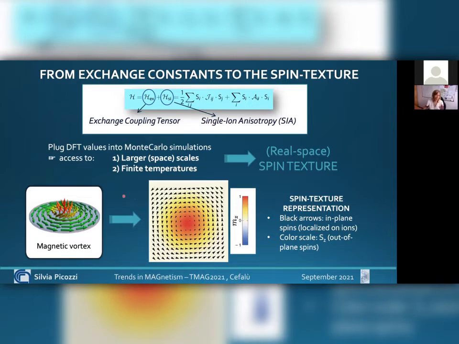Also, let me mention the notation that I will follow in the remaining slides. Suppose I have a magnetic vortex, then I plot the in-plane spin texture by arrows, and I plot the out-of-plane spin texture by colors. So for example, here I have my spin along Z, so this will be like a red circle, and then this arrow will tell me the in-plane projection of the spins.